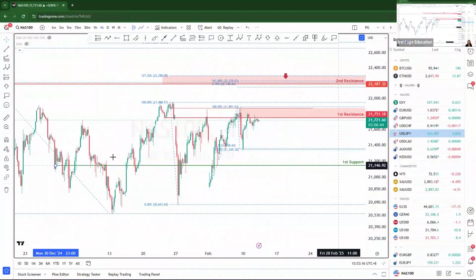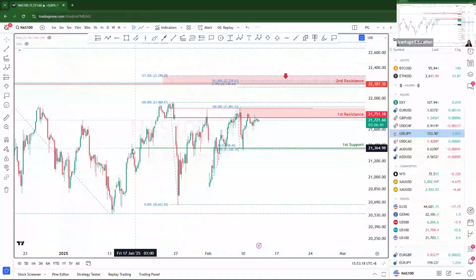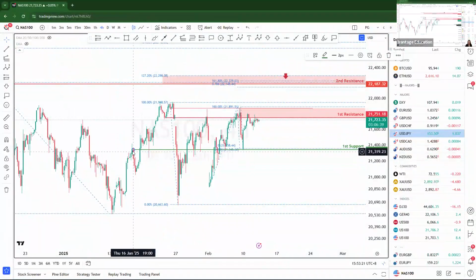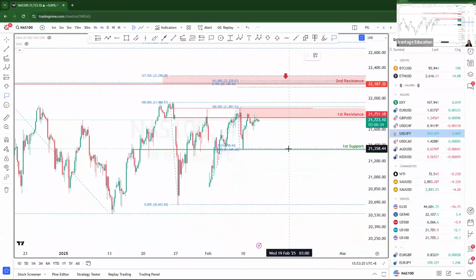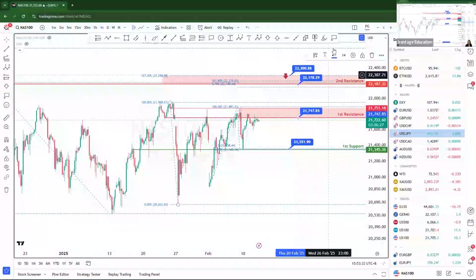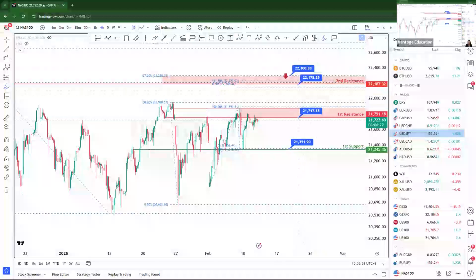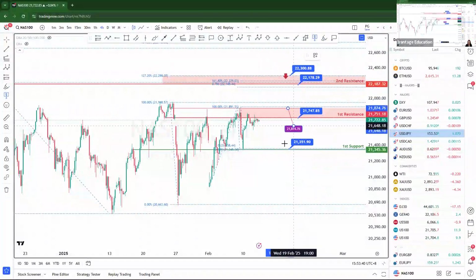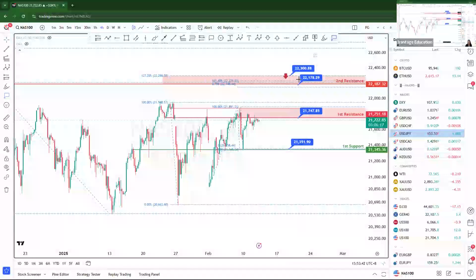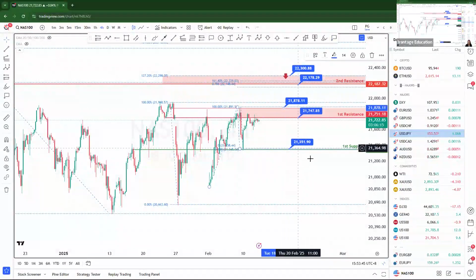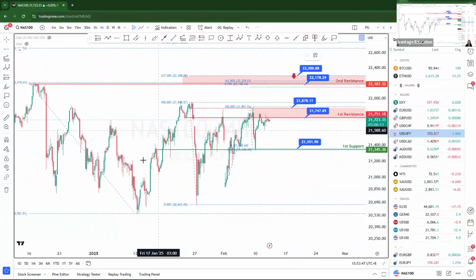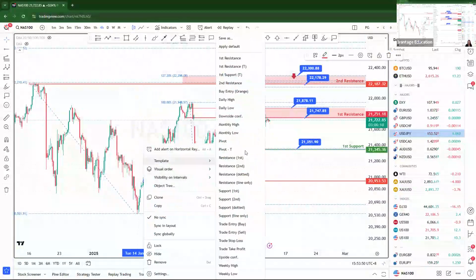Okay. For the support level, based on H4, I will adjust. You don't need to look so far. If you look at this level, you get the buy entry right here. This is the second support.